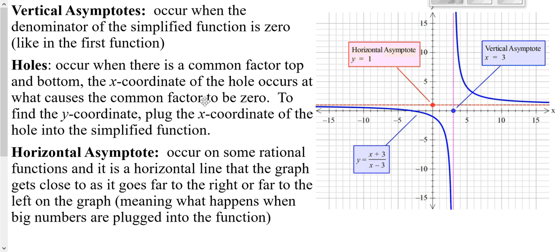Rational functions will often have a horizontal asymptote. Sometimes they'll have what's referred to as an oblique asymptote. Basically, it's what happens when you go far to the right and far to the left in your graph. If your graph levels out at the same height going left and right, it has a horizontal asymptote.